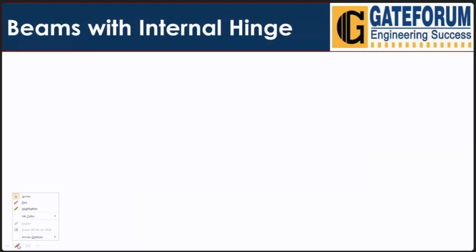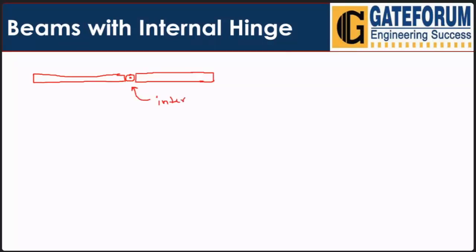Just look at here. Suppose here we have a beam which is connected with a hinge like this. Here we have a beam which is connected with a hinge like this. This one is known as internal hinge, a hinge between two beams. This one is known as internal hinge, or this can be represented like this.